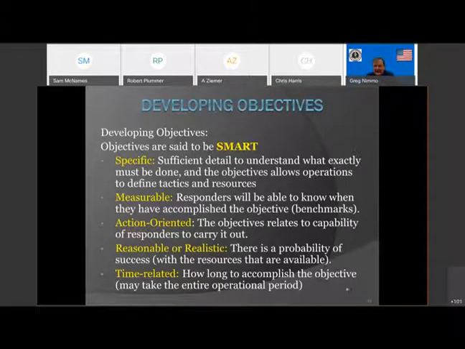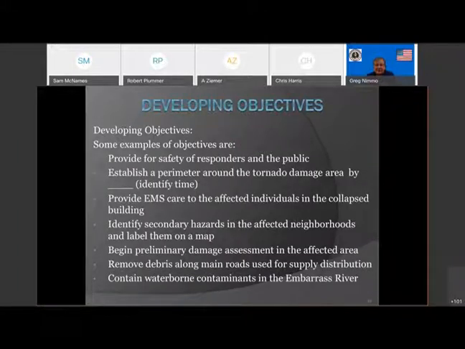And then when you come up with objectives, all right? Here's some objectives. Provide for the safety of responders and public. That's in every IAP I have ever written. Anybody that's taken a class of mine has ever written. Anybody that's ever worked with me has ever written. That goes in every IAP.